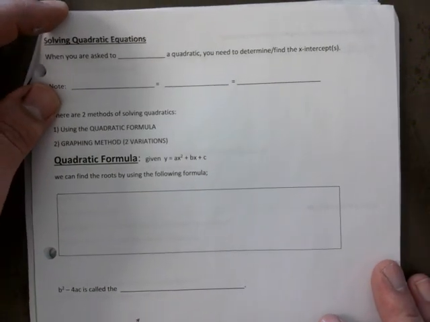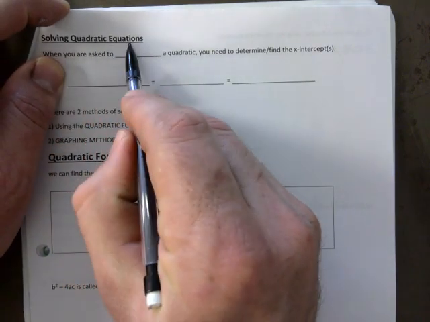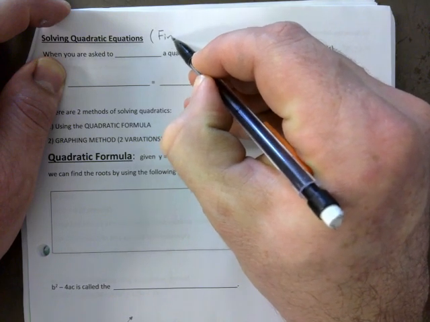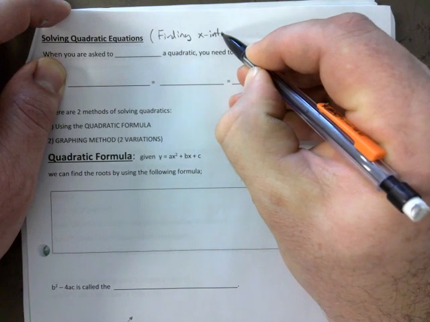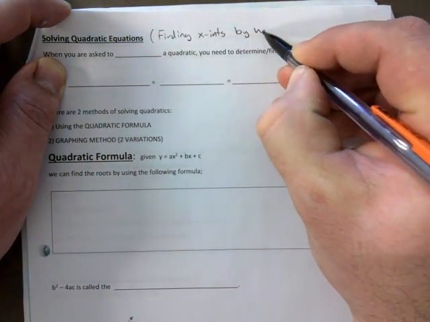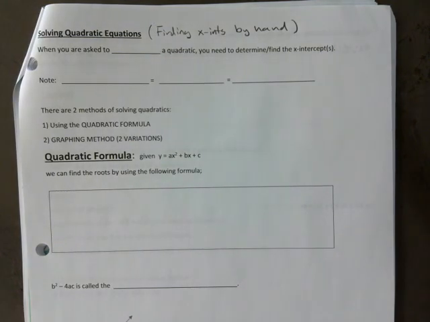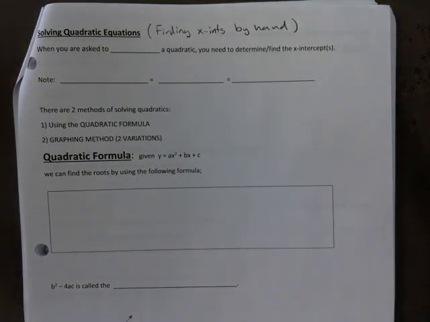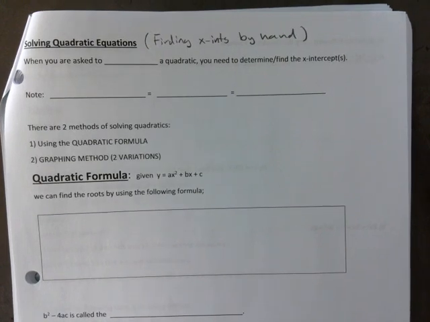And I want you to put this next to you to help you out. Solving quadratic equations, really what you're doing is finding x-intercepts by hand, or algebraically. That's what you're mainly doing when you're asked to solve for x-intercepts or to solve a quadratic. That's what you're asked to do, okay?